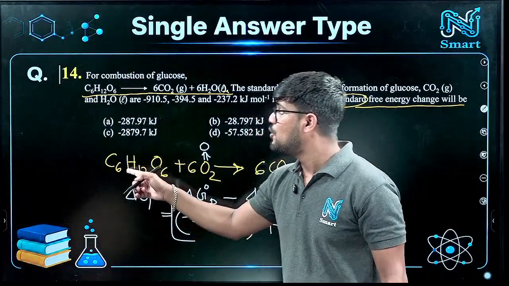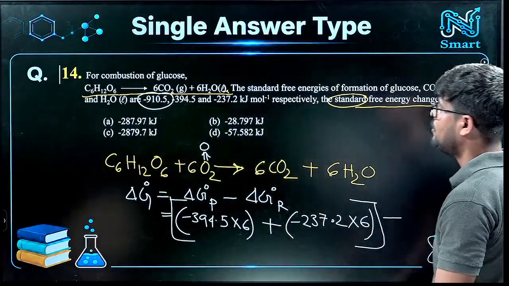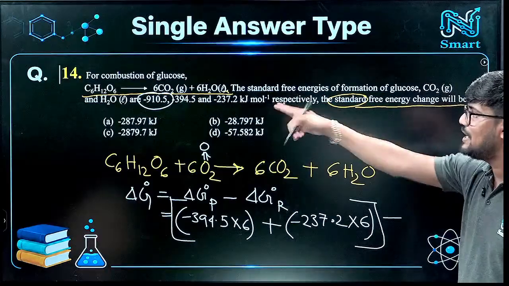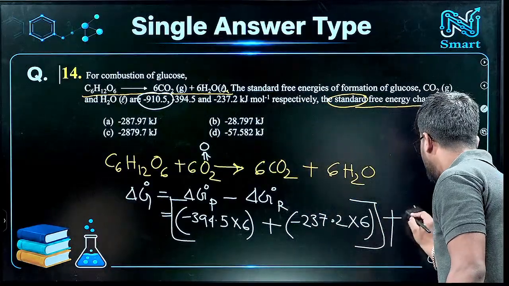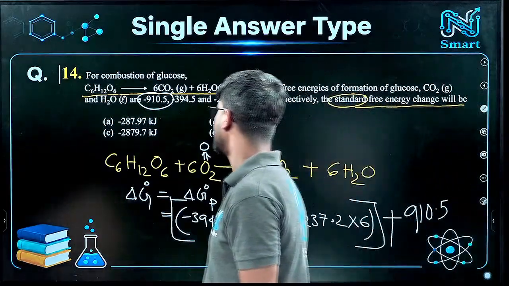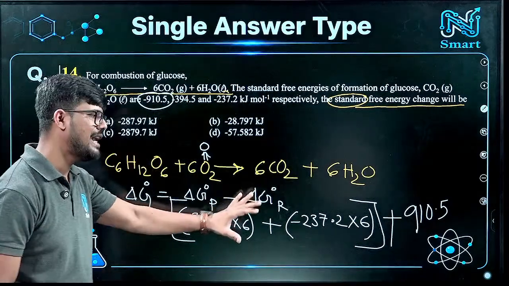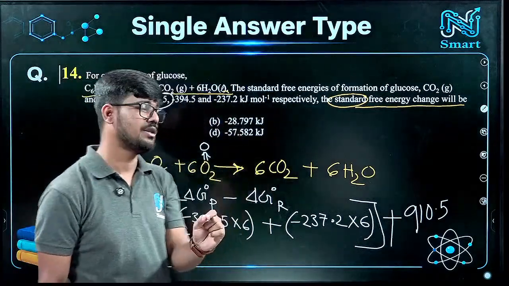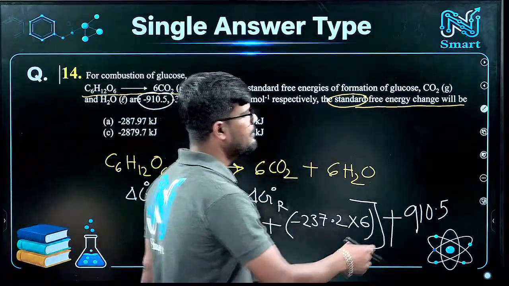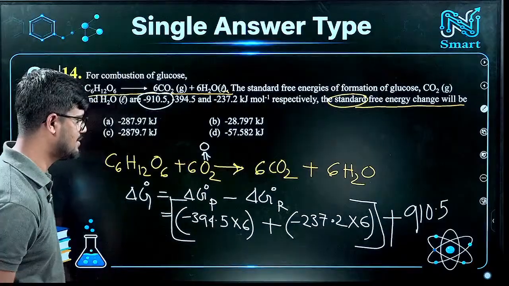Now for glucose, what is that? For glucose we have 910.5. So minus into minus becomes plus 910.5. So this is the calculation. Now if you do the calculation, there is no need to calculate the exact thing, we have to consider approximation. If we consider the approximate method, just see how easily we can get the answer.